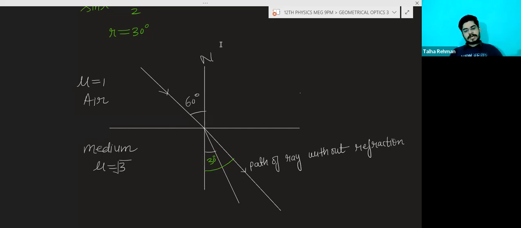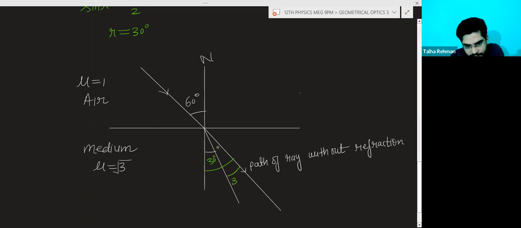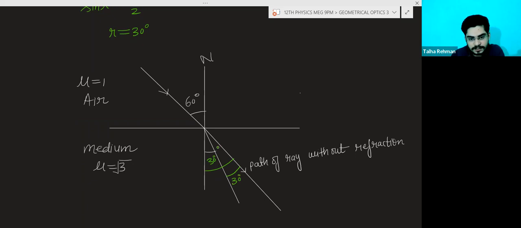Very good. Vertically opposite angle, 60 degree. Nice. So if this whole angle is 60 degree, can we find this angle? This angle will be 30 degree. If this whole angle is 60 degree, this angle will be 30 degree, and this angle is the angle of deviation.